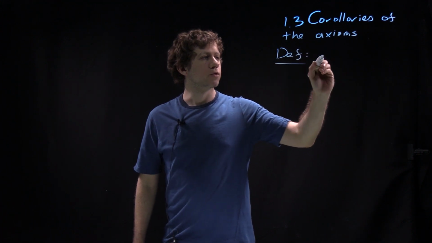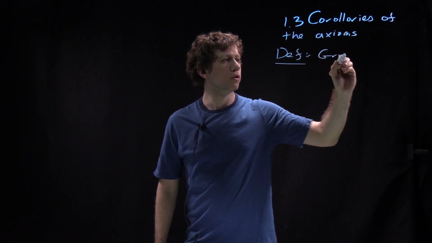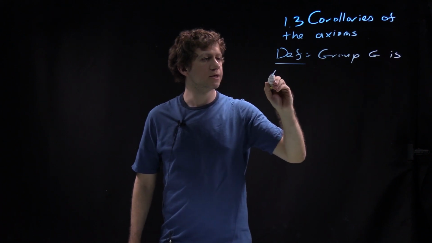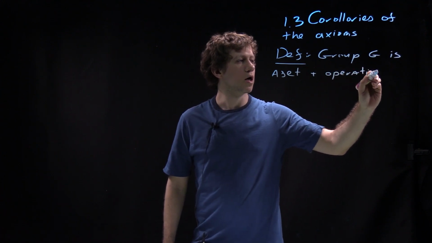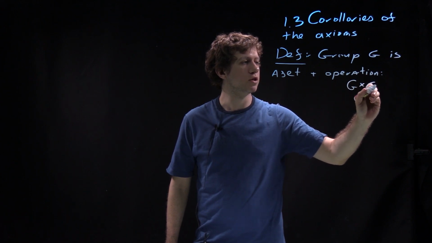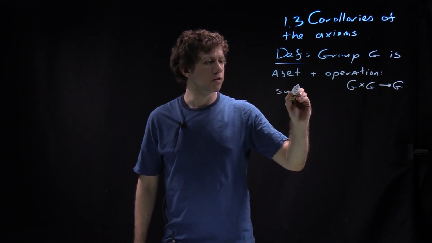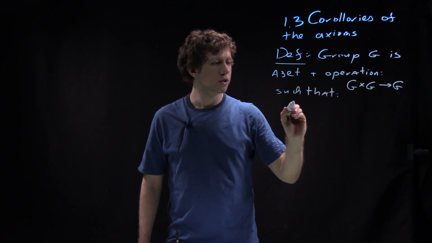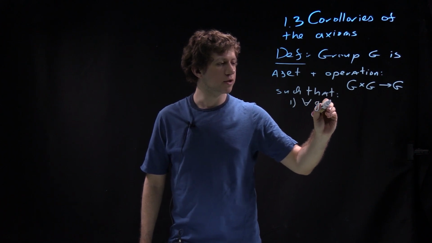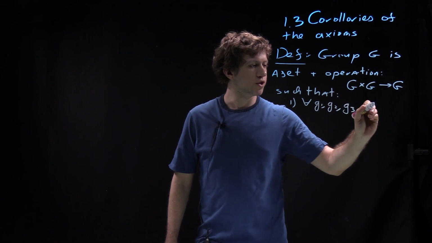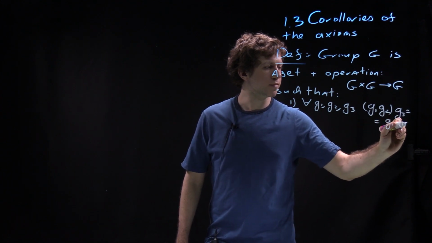A group G is a set plus an operation, and an operation is just this map from G times G to G, which we call multiplication, such that the following axioms hold. So the first one is that for every three elements G1, G2, G3, G1 G2 times G3 equals G1 times G2 G3.